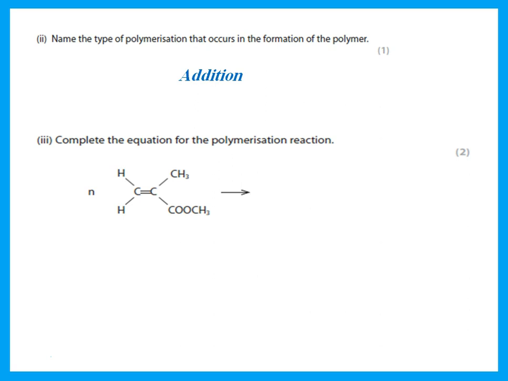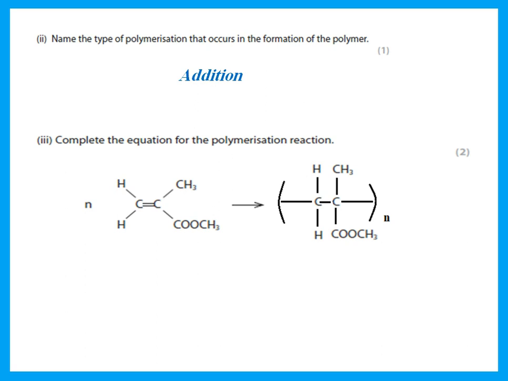Complete the equation for the polymerization reaction. Again, if he gives me an alkene and he says draw the polymer, how do I do that? I remove the double bond, put single bonds on both sides, close it with a bracket and write an N to indicate that this is repeated many times, and then you just copy what each carbon was originally bonded to. So that first carbon was bonded to H and H, you copy that. Now the second carbon on the other side of the double bond was bonded to a CH3 and COOCH3, you just copy it. Okay, so that is the structure of the polymer.